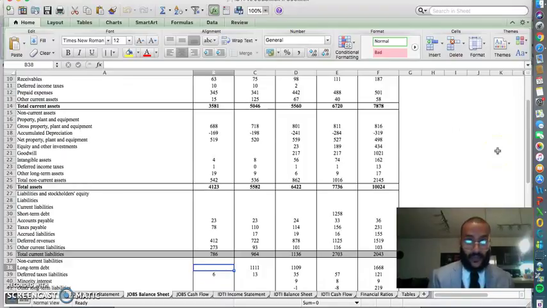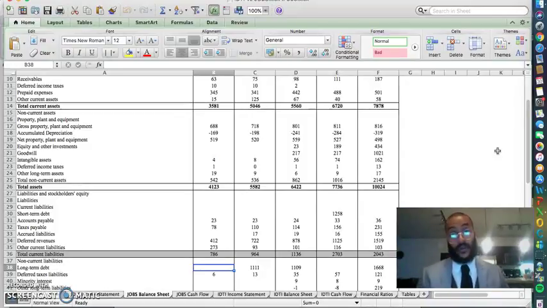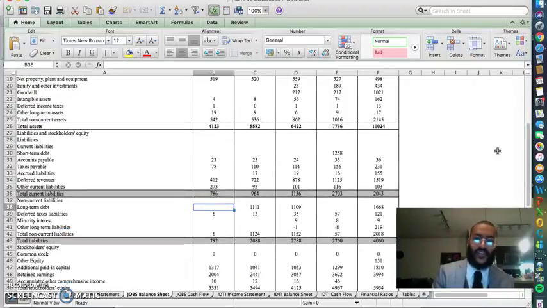The total assets in 2013 are 4,123. It went up to 5,582. It went a little bit up to 6,422. And then went to 7,736 in 2016. And then in 2017, it went to 10,024 total assets. So we can see how the company is actually increasing in total assets.